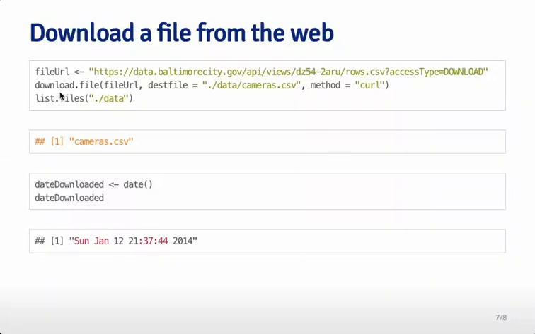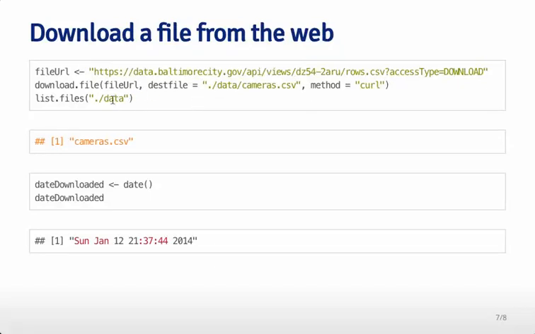And then we pass the download file that file URL that we collected off the website, and we say we'd like to put it in this data directory, and we'd like to call it cameras.csv. We're using .csv because that's the extension that's used for comma-separated files. And the method that we're going to use is curl.